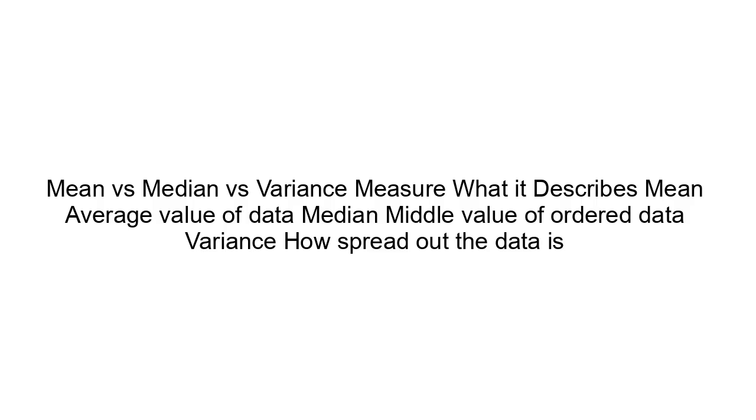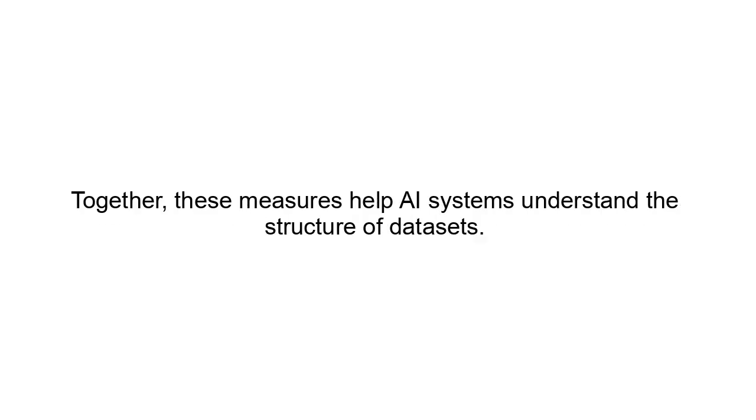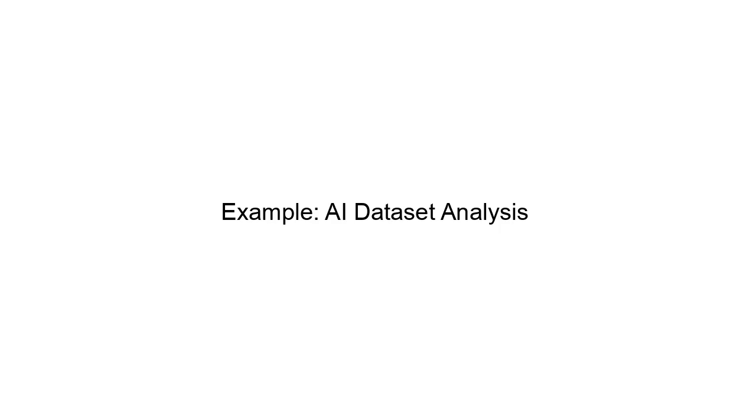Mean versus median versus variance. Measure, what it describes. Mean: average value of data. Median: middle value of ordered data. Variance: how spread out the data is. Together, these measures help AI systems understand the structure of datasets.